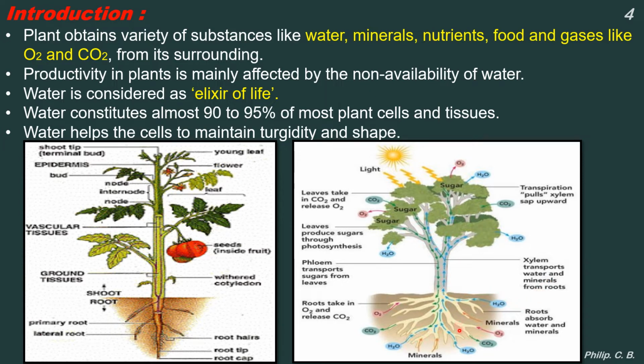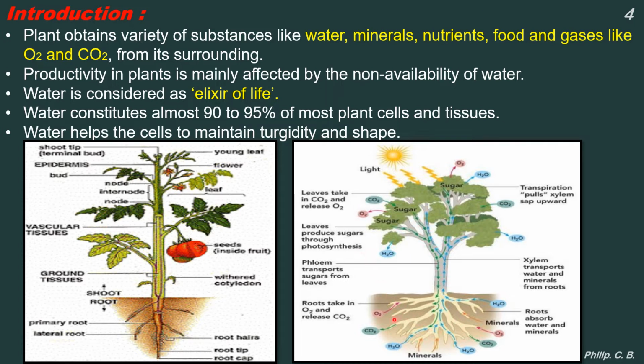The water which is absorbed through the root is conducted to the various parts of the plant, that is from ground level to the top level, that is till the leaf part, apex part of the plant. Then phloem transports sugar from leaves, that is from top to bottom, you can say, or to various parts of the plant body. Leaves produce sugars through photosynthesis in the presence of sunlight. Leaves take in carbon dioxide and give out oxygen.